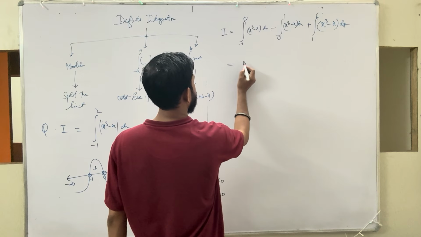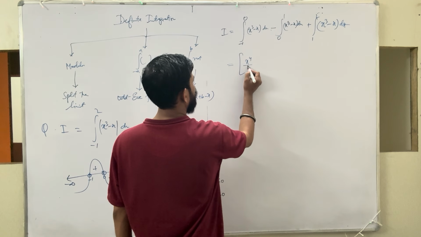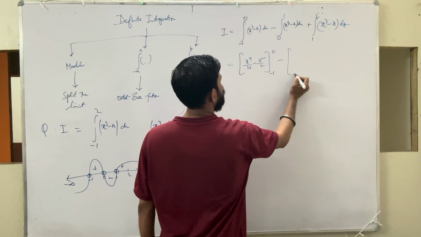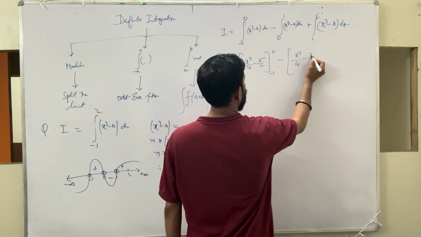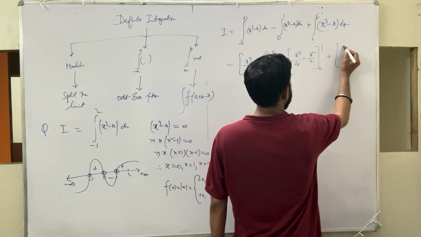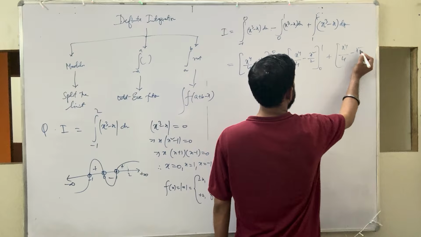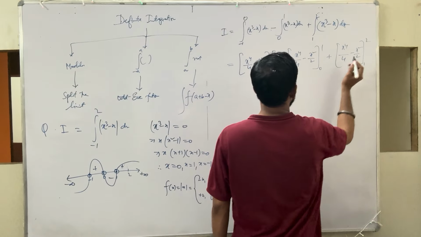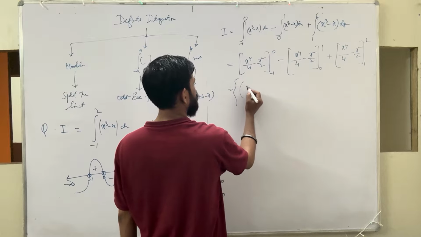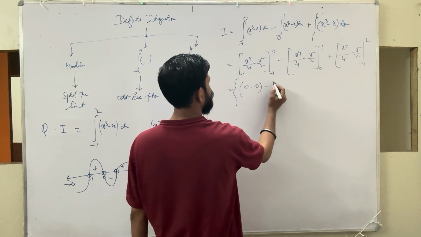Now, the integration is straightforward. x^4 minus x^2 by 2 from -1 to 0, then x^4 by 4 minus x^2 by 2 from 0 to 1, then x^4 by 4 minus x^2 by 2 from 1 to 2. We put the upper limit and then the lower limit, so 0, 0 minus (-1).